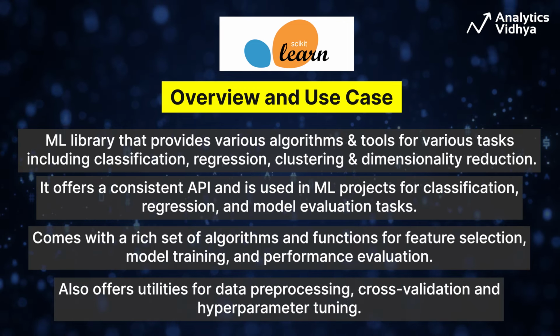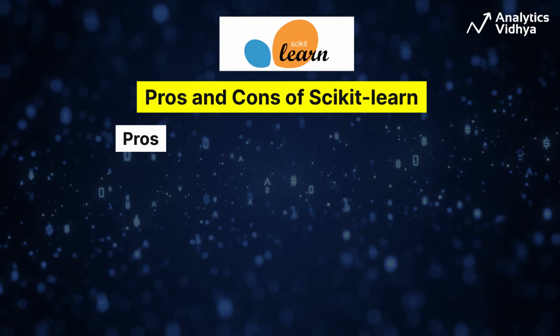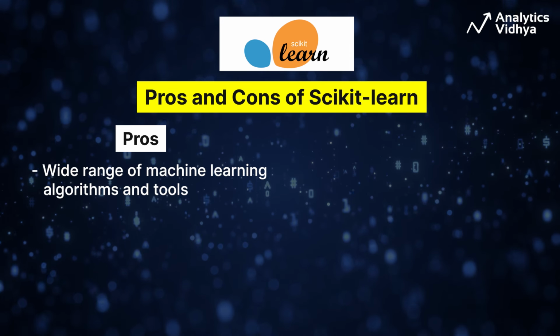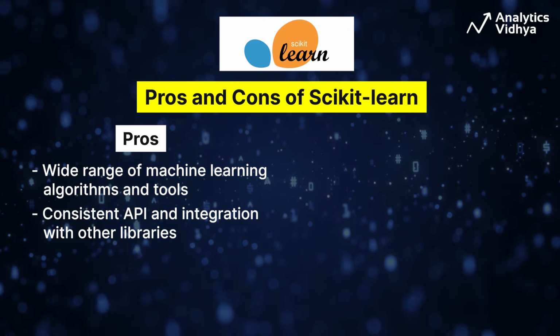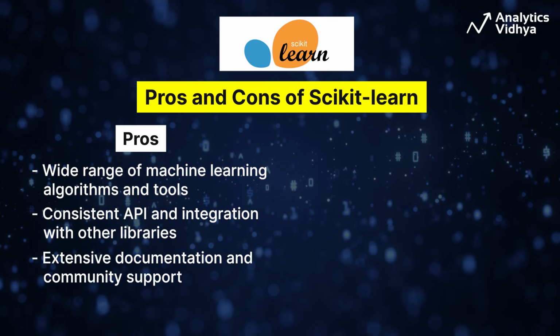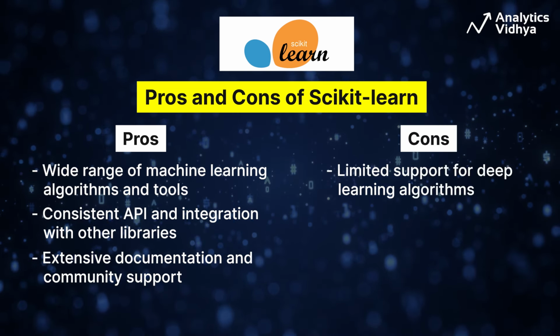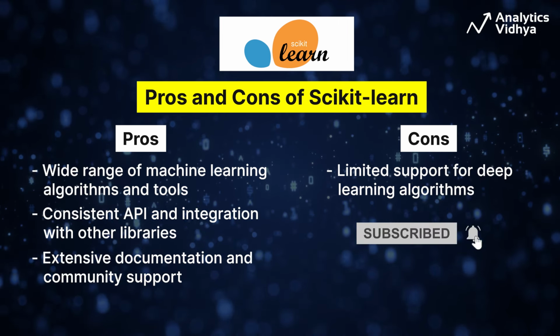Scikit-learn also offers utilities for data pre-processing, cross-validation, and hyperparameter tuning. A major pro of Scikit-learn is that it has a wide range of machine learning algorithms and tools. Not just that, it comes with a consistent API and integration with other libraries. Additionally, it also has extensive documentation and community support. However, its limited support for deep learning algorithms can count as a con.